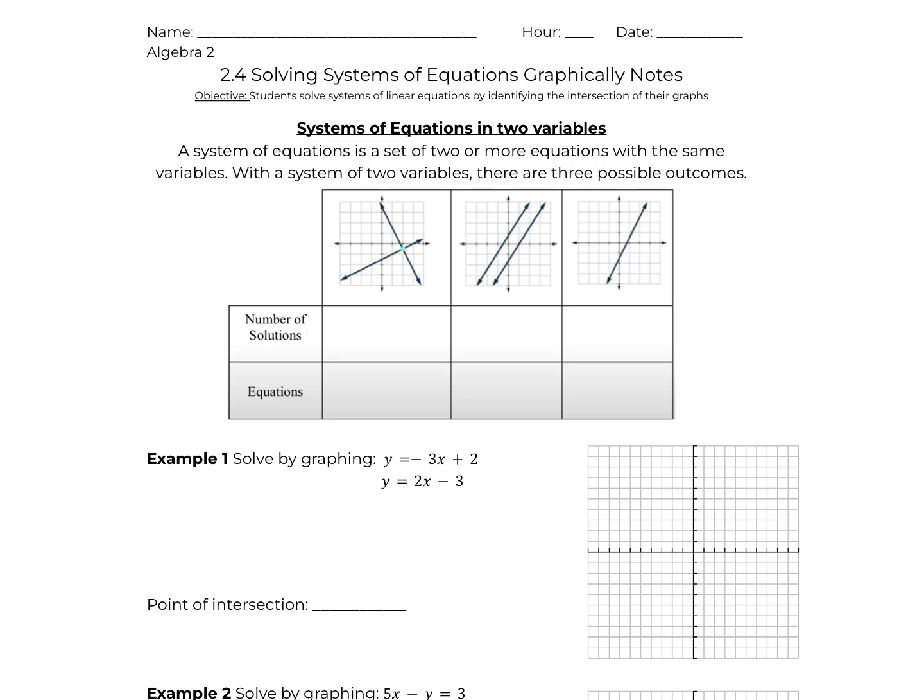All right, today we're looking at Unit 2.4. Today we're going to look at solving systems of equations using graphing. So today we're going to solve systems of equations by identifying the intersection of the graphs.